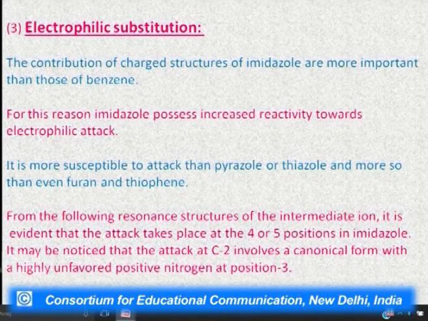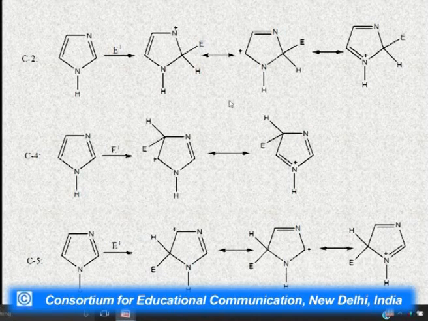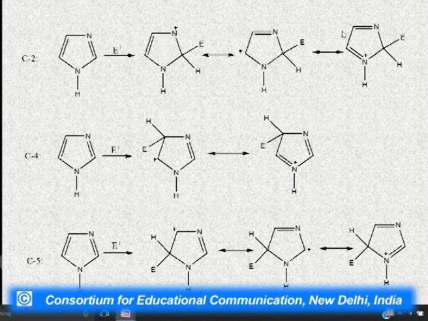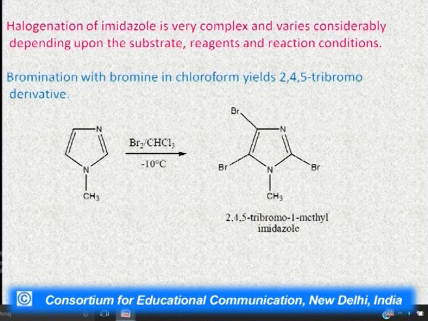From the resonating structures of imidazole, we can see that we have shown here the attack on carbon number 2. If the electrophile attacks at carbon number 2, we will get these 3 resonating structures. Out of these 3, this resonating structure is less stable because it has a double bond and a positive charge on the nitrogen atom. While if attack takes place at carbon number 4 and carbon number 5, we will get resonating structures which are almost stable. So, the attack will take place at the C4 and C5 positions.